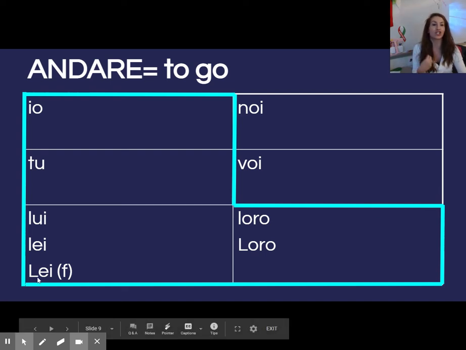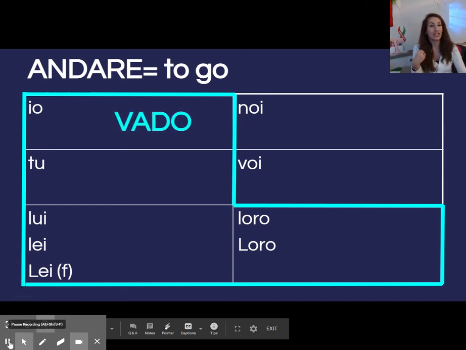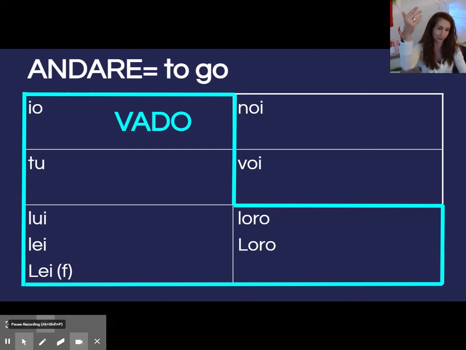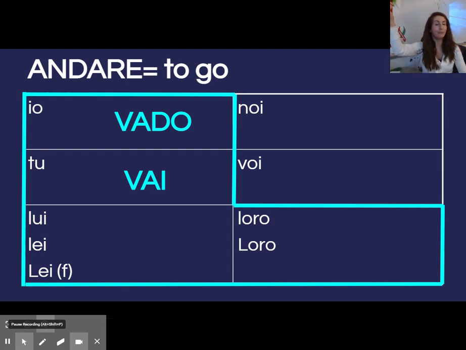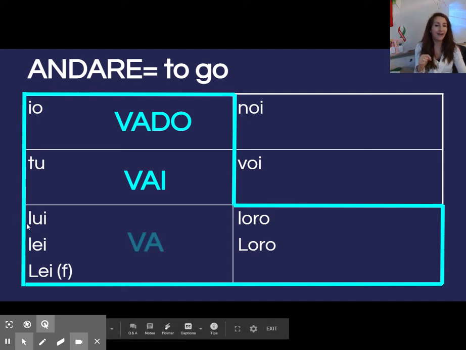So andare, again, it has a changing stem. So that means and, A-N-D, is going to look different. I go becomes io vado. Again, irregular. It's not ando, which would be the traditional regular pattern. Tu, guesses? Not andi, because remember, it's irregular, so it follows a weird pattern. It would become tu vai. Lui, lei. I think you're seeing a pattern here. Not lui, lei anda, but lui, lei va.